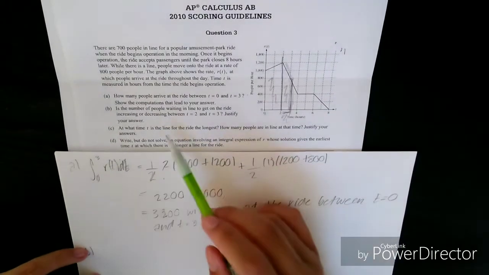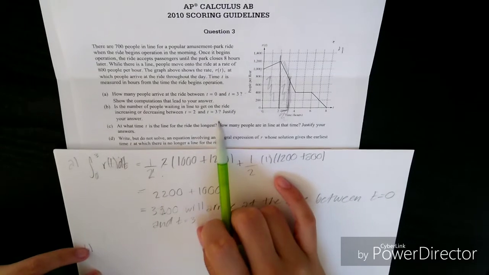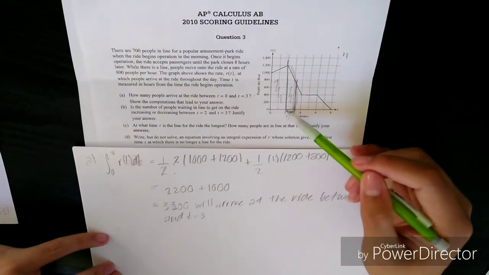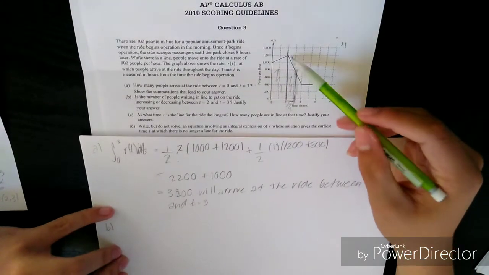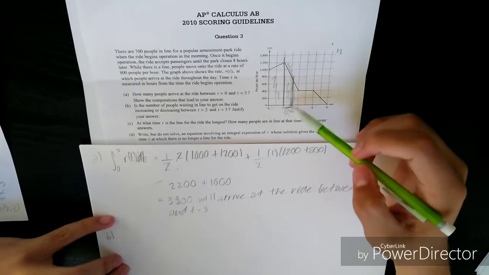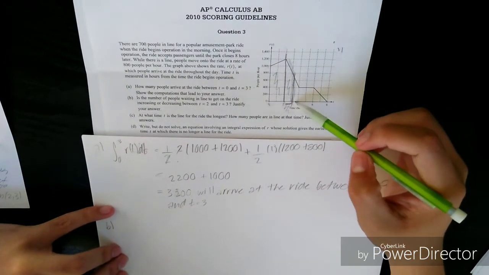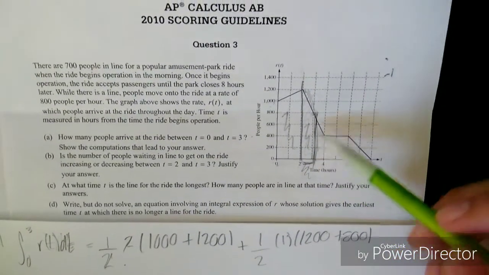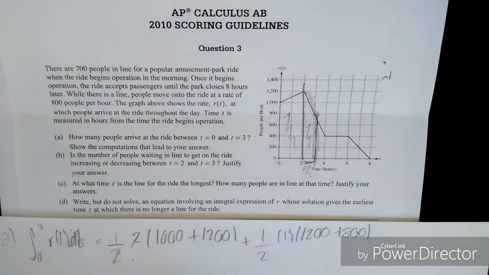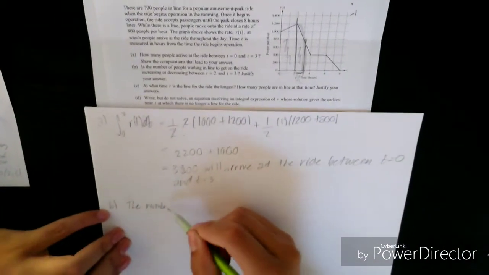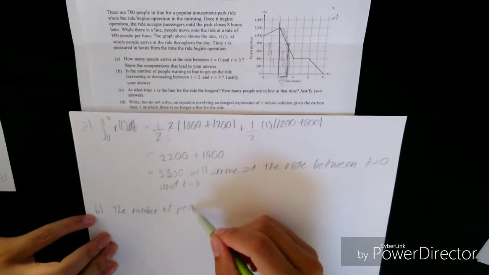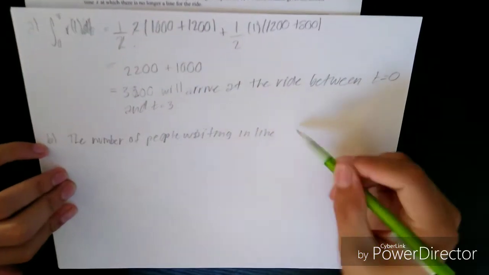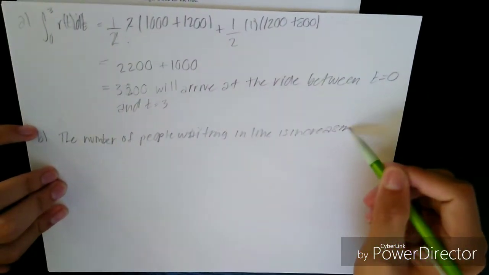Now for part B, it asks, is the number of people waiting in line to get on the ride increasing or decreasing between t equals 2 and t equals 3? Justify your answer. So here we have our interval between 2 and 3. Our value of y at 2 is 1,200 and our value of y at 3 is 800. That is the people per hour. So based on that knowledge, we know that the number of people waiting in line will be increasing, just solely based on the graph.